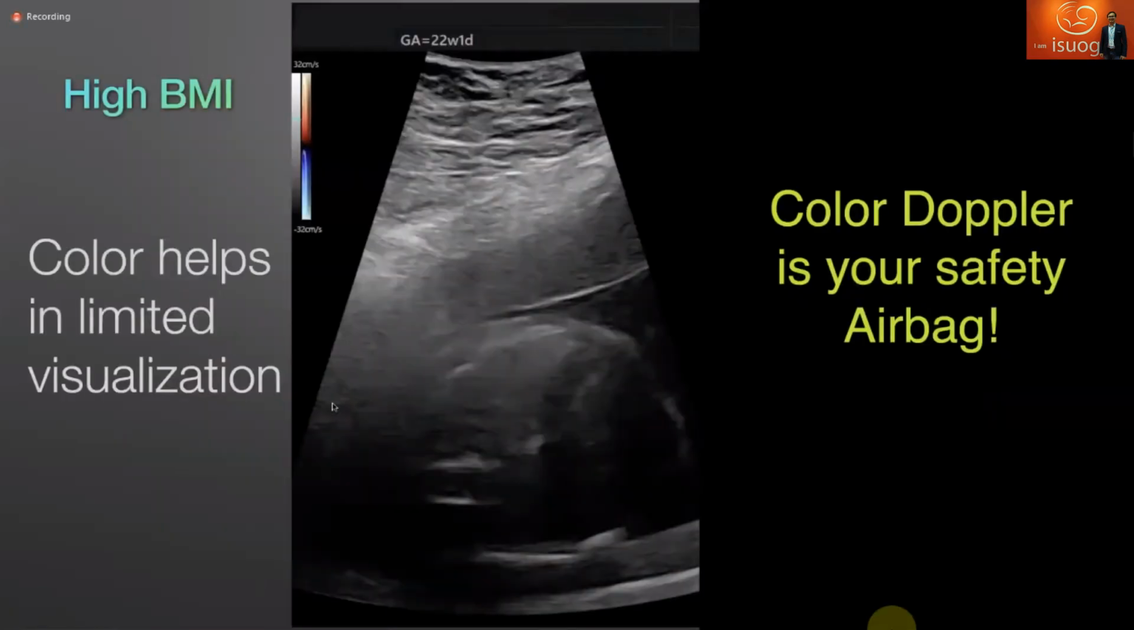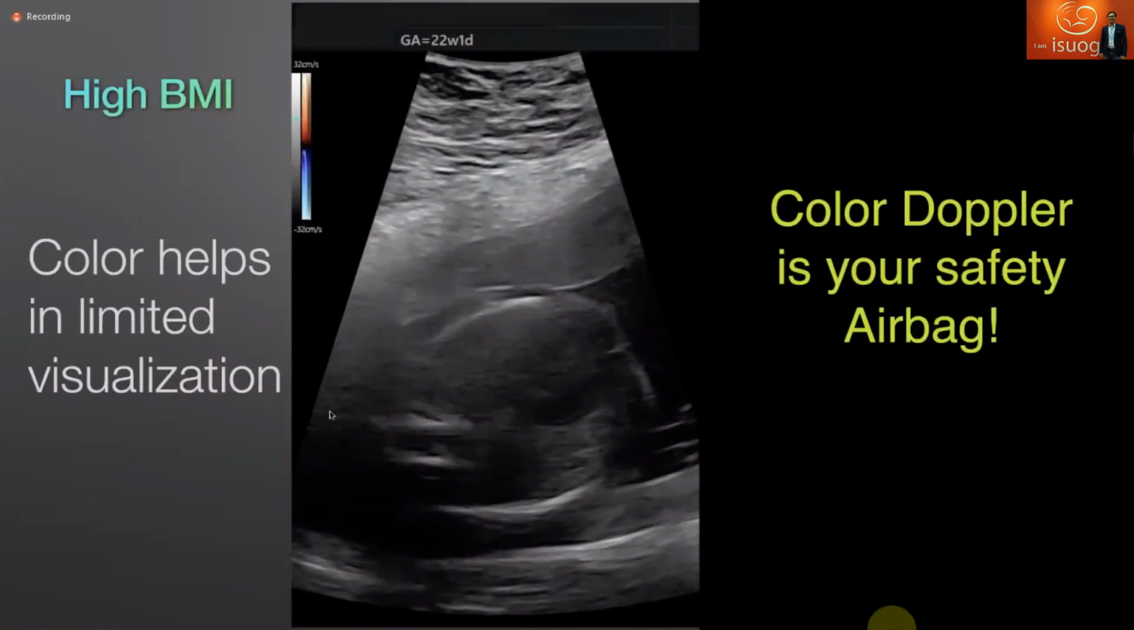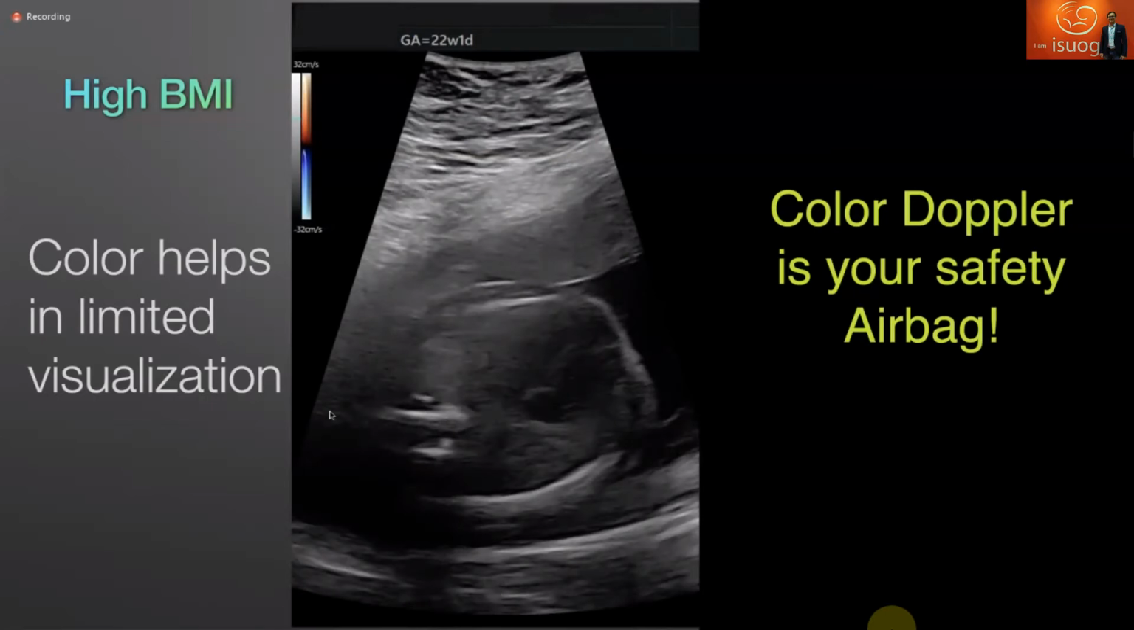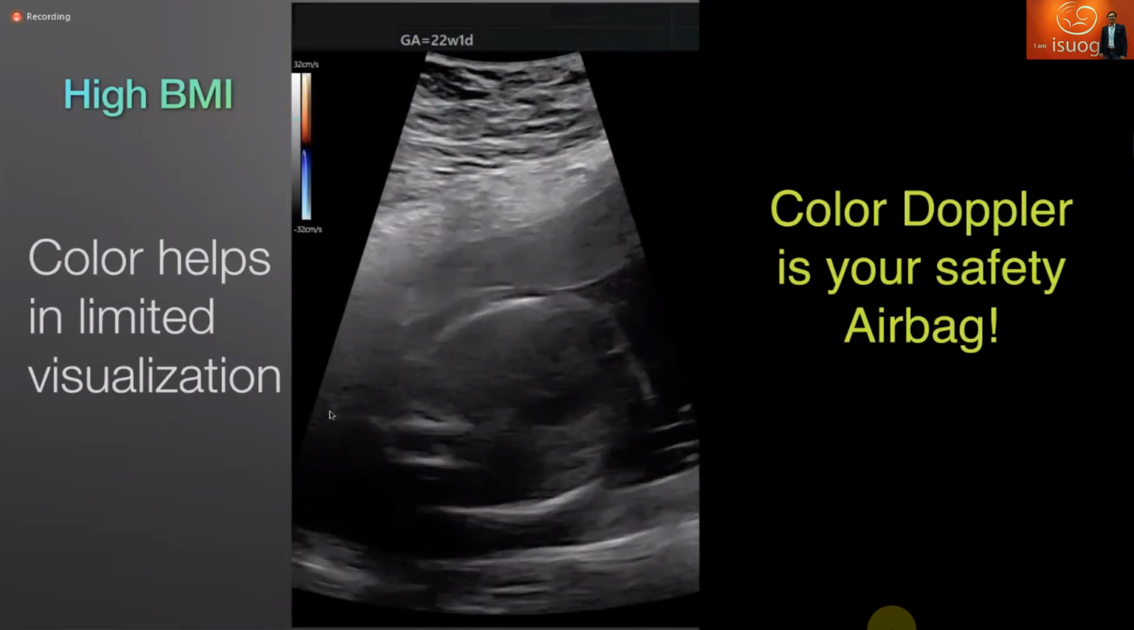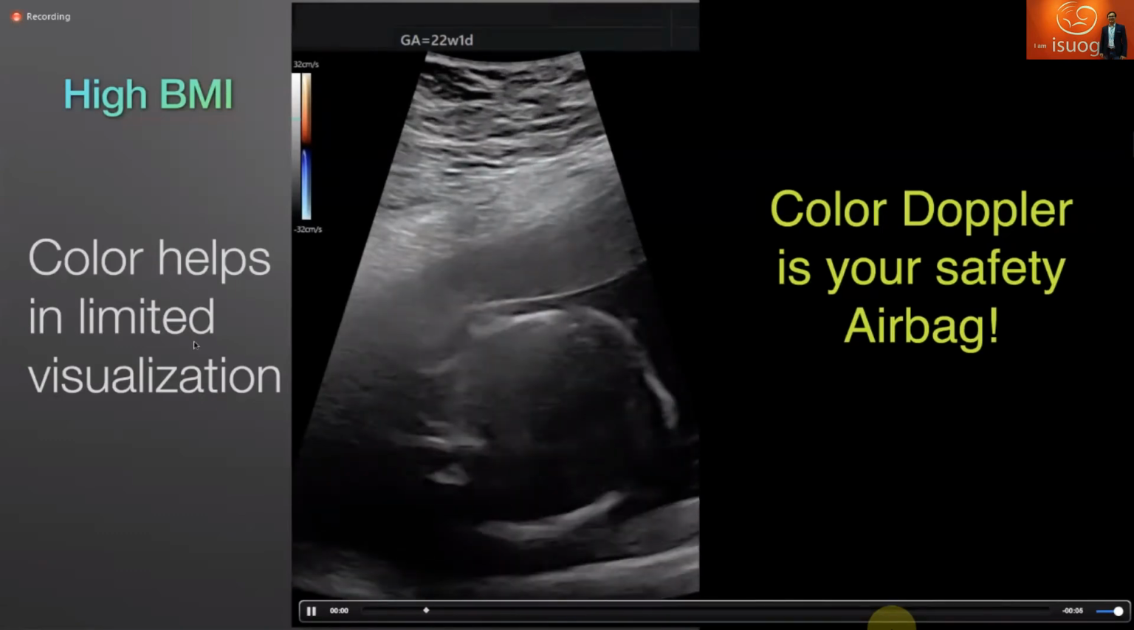I'll show you here an example. So look, you have this kind of fetus, you don't see anything. It's not a question of ribs. There is zero information. You see only heart action, heartbeat is positive, nothing more.